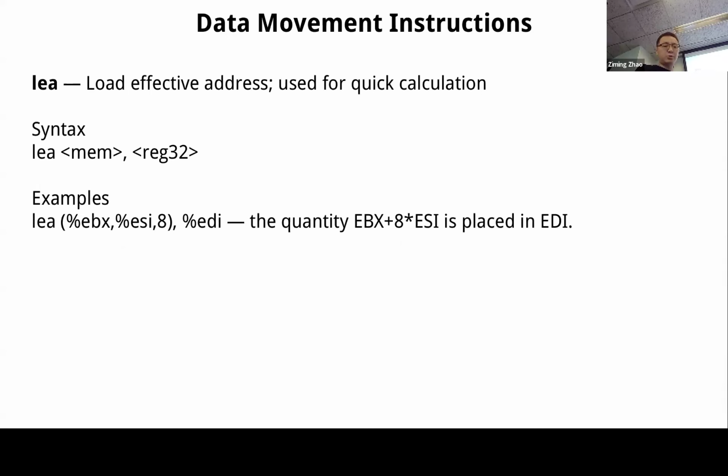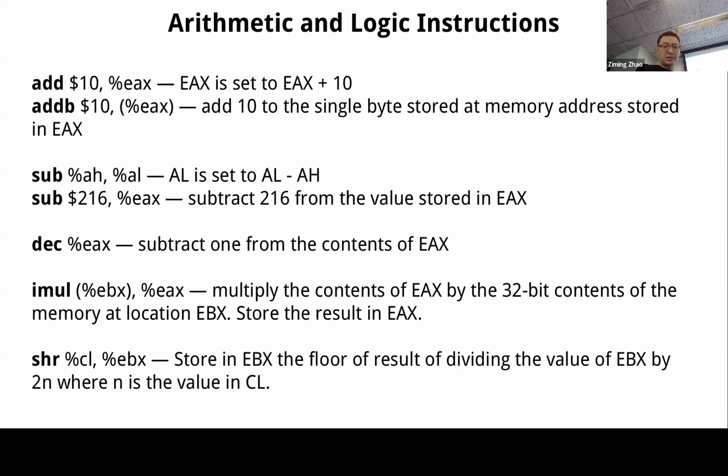Load effective address, we can skip that one. Then we have arithmetic and logic instructions, doing math operations basically. You can add something, you can add a word or 1 byte, you can subtract something, you can decrement something, you can multiply something, you can shift something, right? Those are the basic operations the CPU provides.